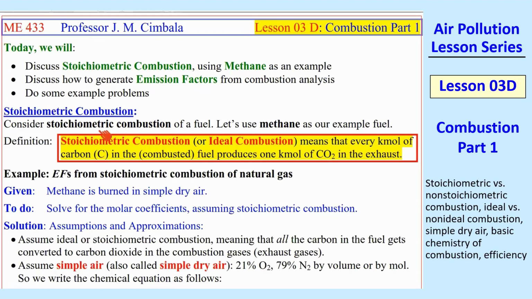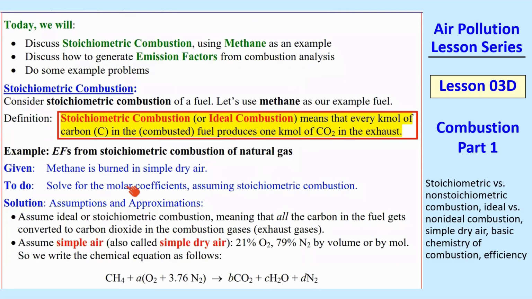So I want to first define stoichiometric combustion, also called ideal combustion. It means that every kilomole of carbon in the fuel, which is combusted, produces 1 kilomole of CO2 in the exhaust. So all the carbon in the fuel is converted to CO2. That's what ideal or stoichiometric combustion is.